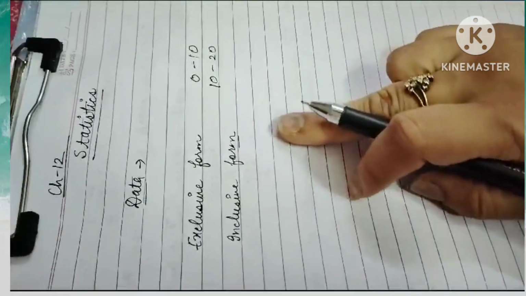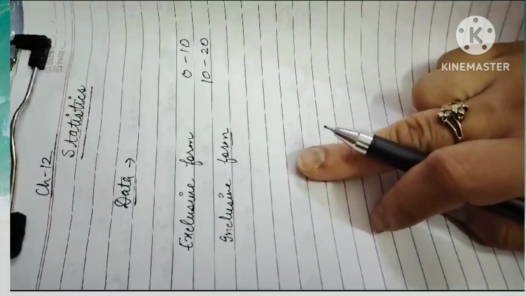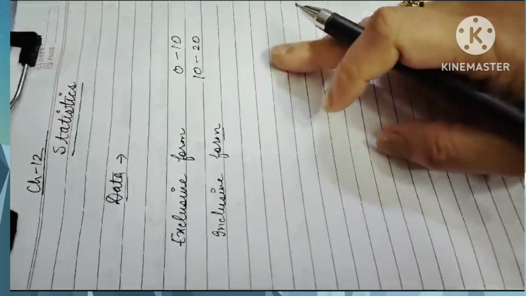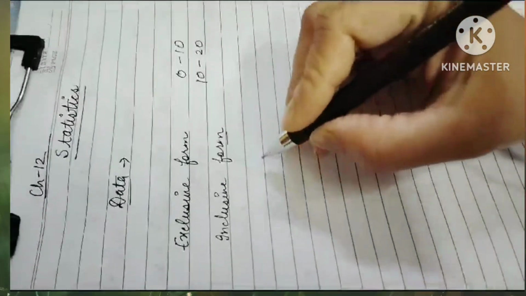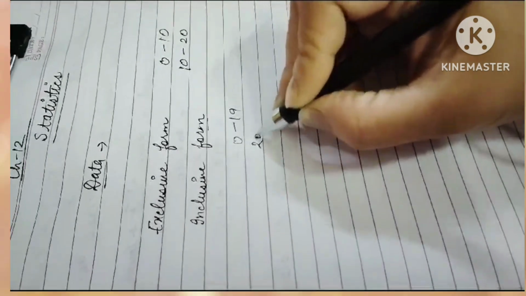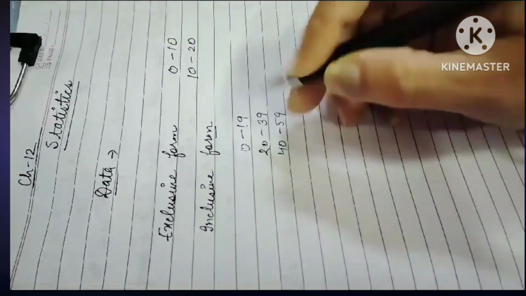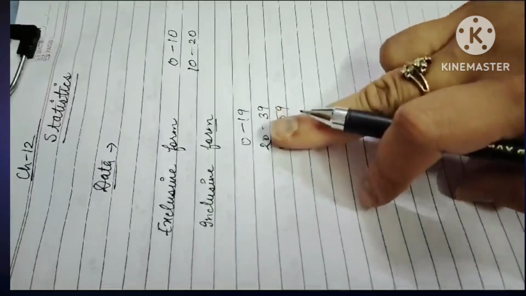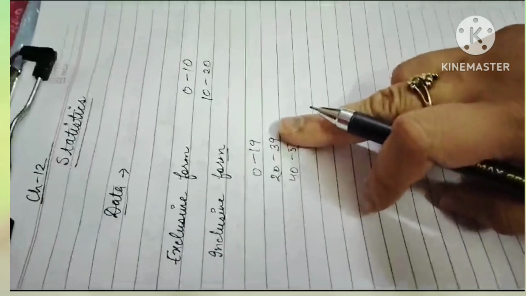But in the inclusive form, it is a group frequency distribution of data in which the upper limit as well as the lower limit are included in the class interval. For example, 0 to 19, 20 to 39, 40 to 59. In this, the upper limit and lower limit both are included in its class.